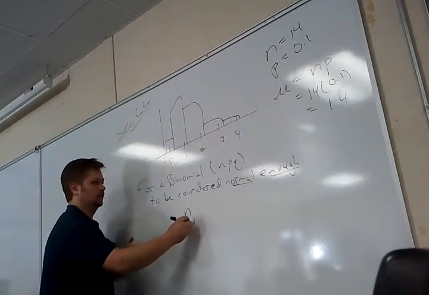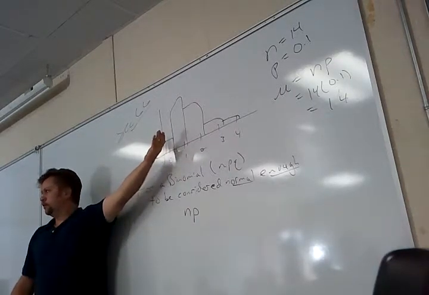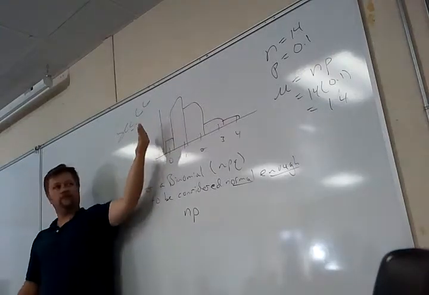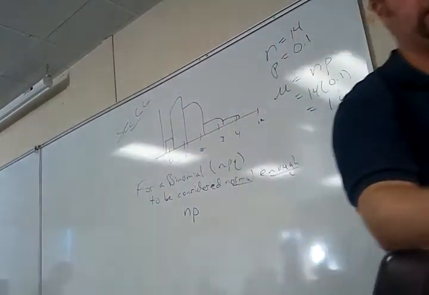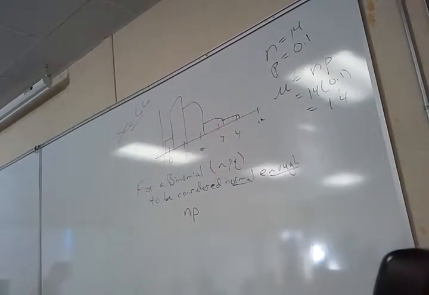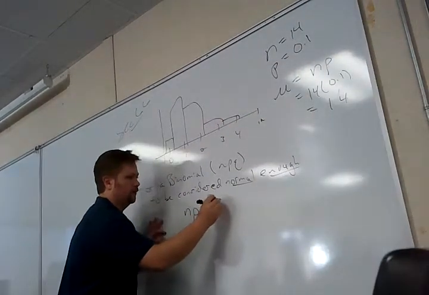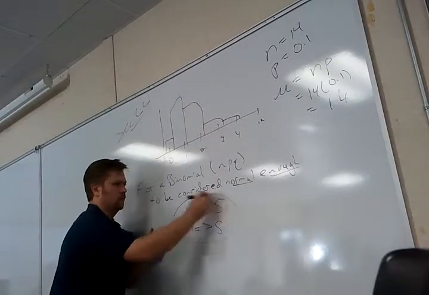It's when the mean, here, what was the problem? The mean was too small. It made it slam up against this side here, right? If the mean was too big, it would slam up against the 14 side. It would be up here, really tall, and then go down from there. That's not enough room for it to be symmetric. So np has got to be bigger than 5, and nq has got to be bigger than 5.